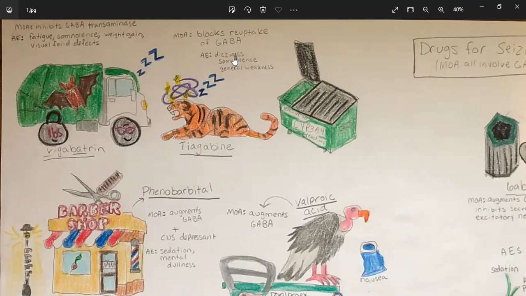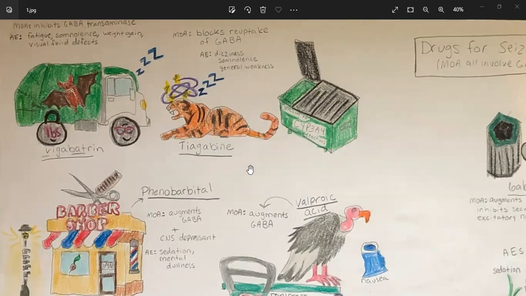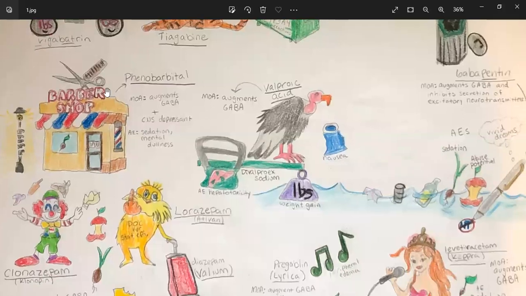Similar things over here, we have adverse effects of dizziness, and then somnolence, and then general weakness. And then I think this was just a pro tip that these drugs are sensitive to the CYP3A4 reactions. That one only refers to tiagabine. So then we'll just move on to the barbershop.